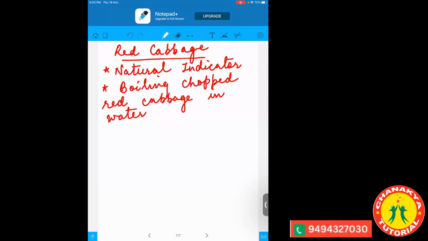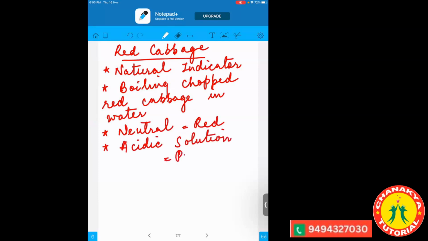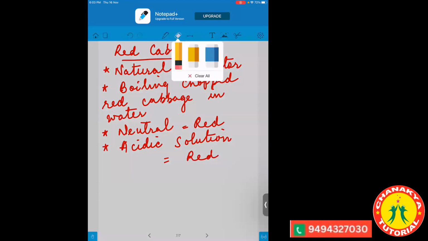Now in the neutral condition, we know the color of the red cabbage will be red only. So no change in the color in the neutral condition, it will be red. Whereas in the acidic solution, it starts changing into the red. So here actually it should be purple. Just a minute.